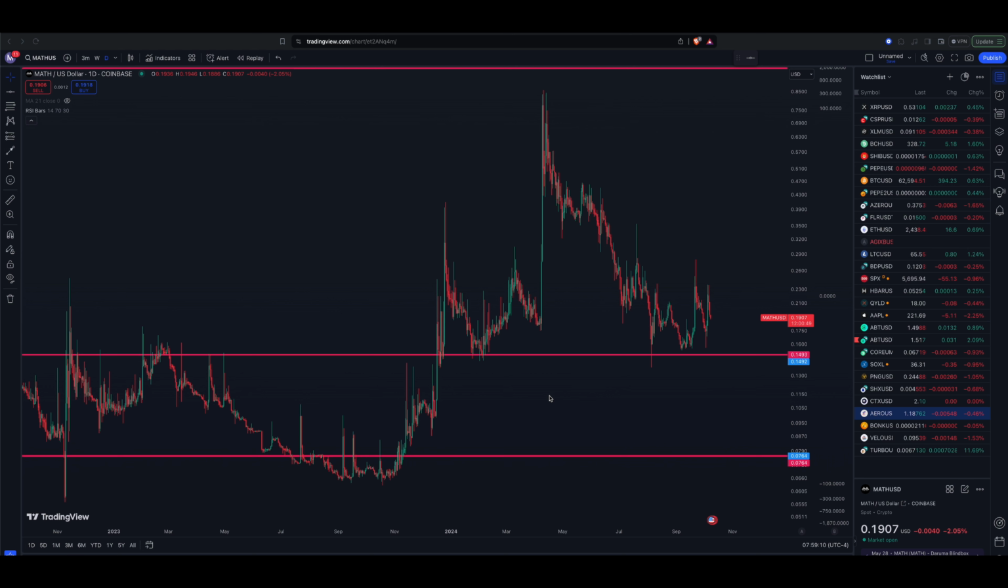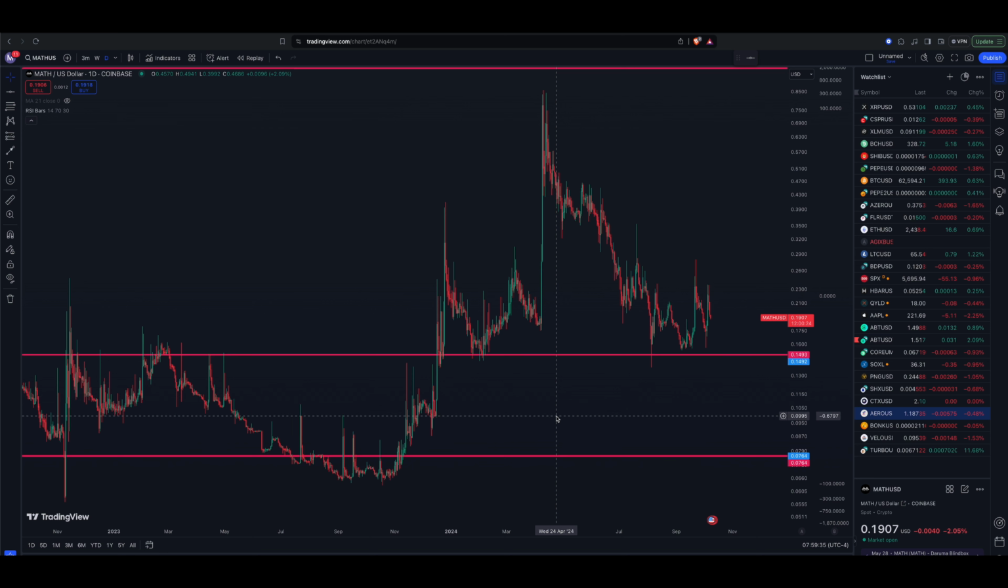We're taking a look here. So it's the 8th of October. We're looking at MATH, ticker symbol MATH slash the United States dollar, MATH USD. This will be a daily chart, and this will be the data from Coinbase. So if you are interested in owning MATH, you can do so via Coinbase, of course.